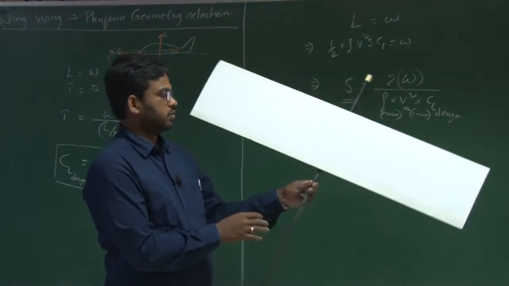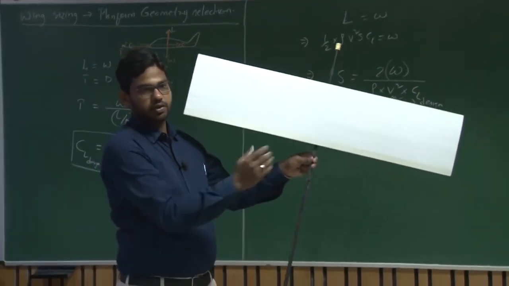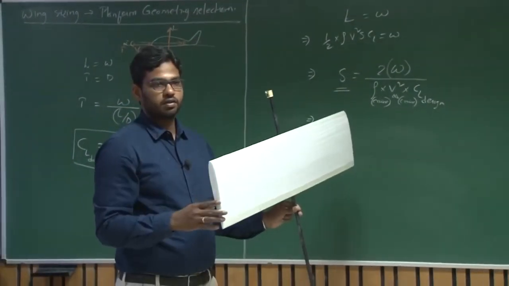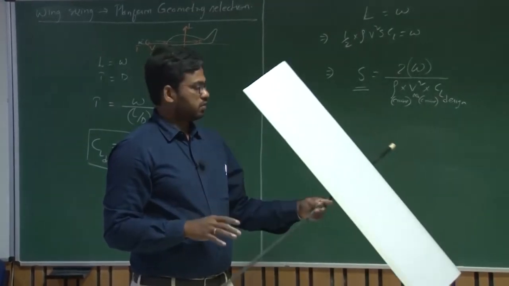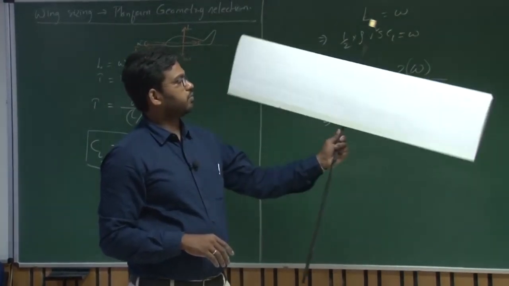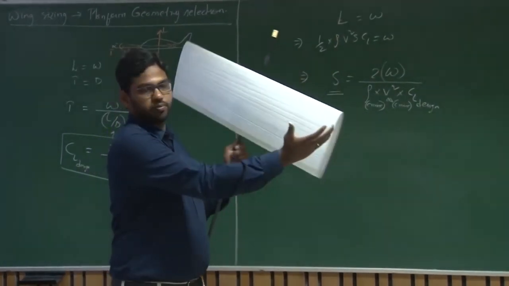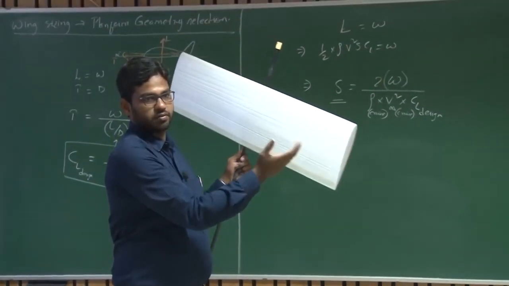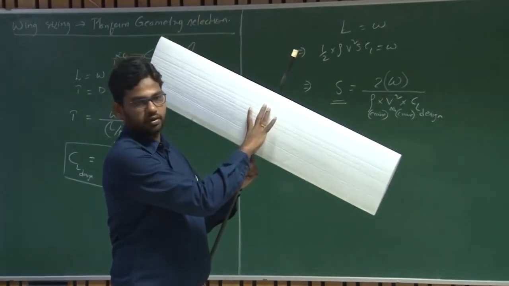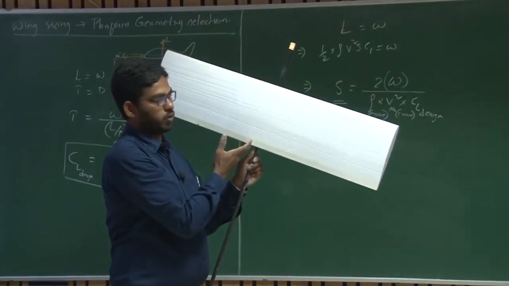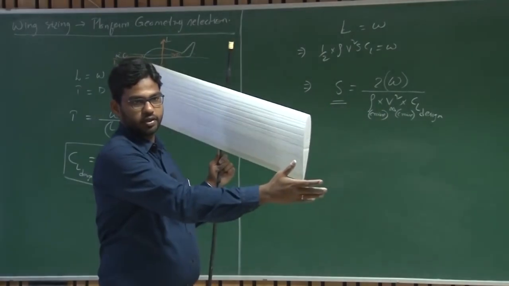For example, we just measured the span and chord of this wing, and we assume that this is a rectangular wing. Why? The chord at each point remains the same, of the same length. Say at the root it is 0.23 meters, and even at the tip it is the same.